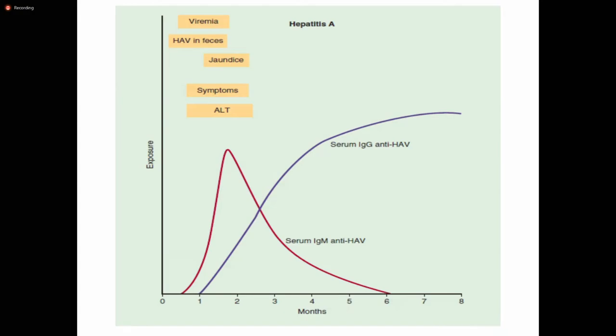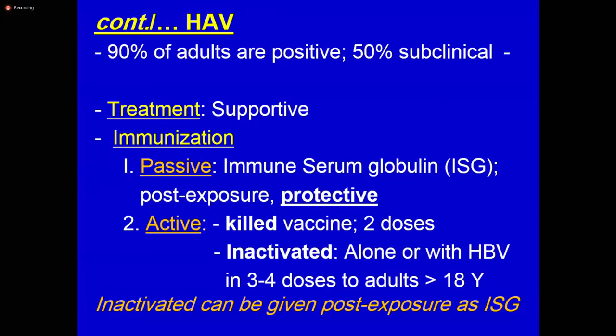You have also to pay attention to this graph. 90% of people in developing countries are positive for this virus because they have been infected. 50% of them have been infected subclinically. It is very common. But nowadays, with the availability of the vaccine, it's becoming rarer and rarer, okay?